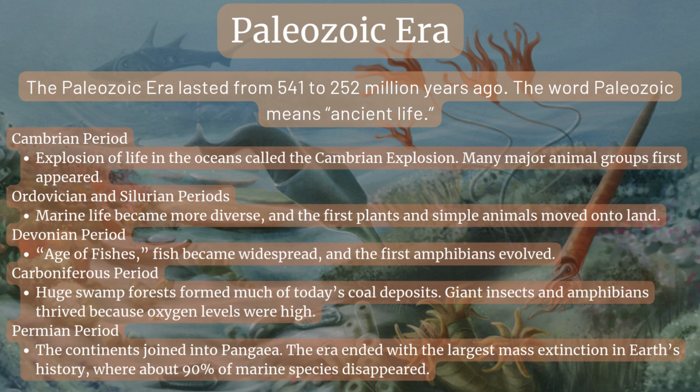We, of course, had the coal deposits and really big insects and amphibians, because oxygen was so high, because there was so much of this bacteria producing all of the photosynthesis from the previous period. So we just had a lot of animals growing and evolving. And then we also had the continents joined into Pangea that we all know of. And it ended with the largest mass extinction in Earth's history, because 98% of life disappeared.